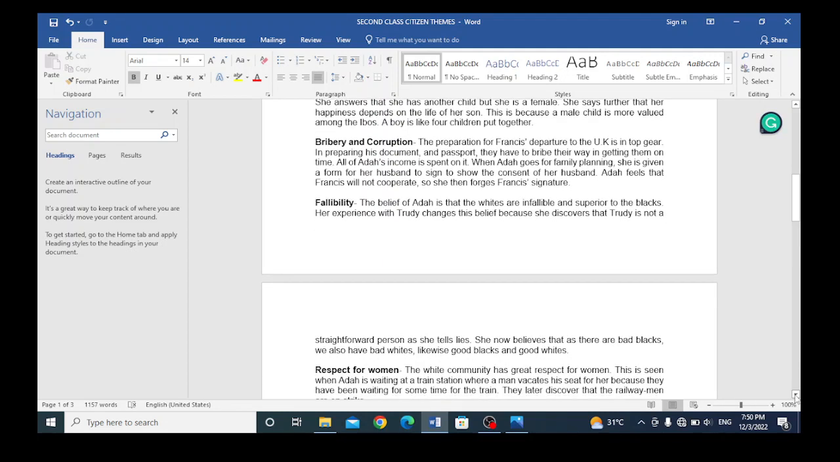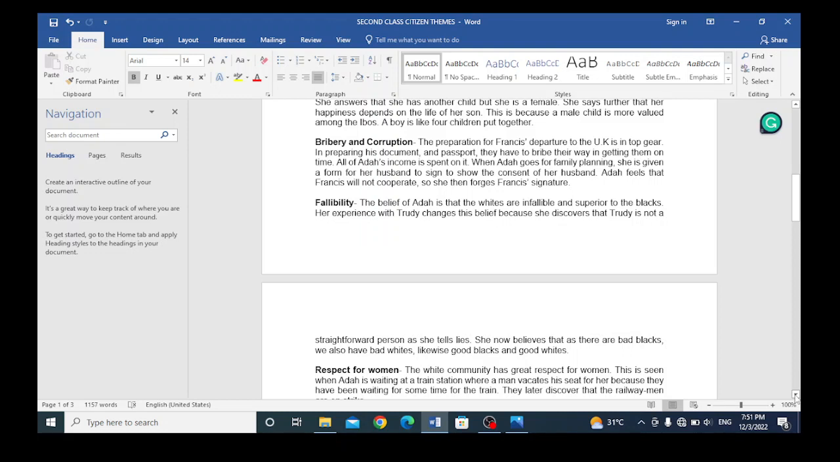The next theme there is bribery and corruption. The preparation for Francis' departure to the UK is in top gear. In preparing his documents and passport, they have to bribe their way in getting them on time. All of Ada's income is spent on it. When Ada goes for family planning, she's given a form for her husband to sign to show the consent of her husband. Ada feels that Francis will not cooperate, so she then forges Francis' signature.